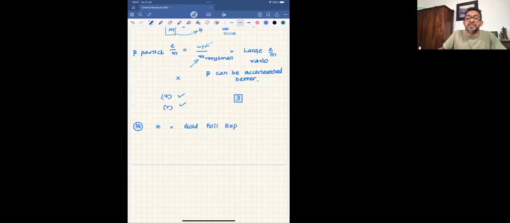And he proved that there is a positively charged nucleus, concentrated into a very tiny volume. And then he measured the radius also. Can you tell me what the radius of the nucleus is? We discussed that.